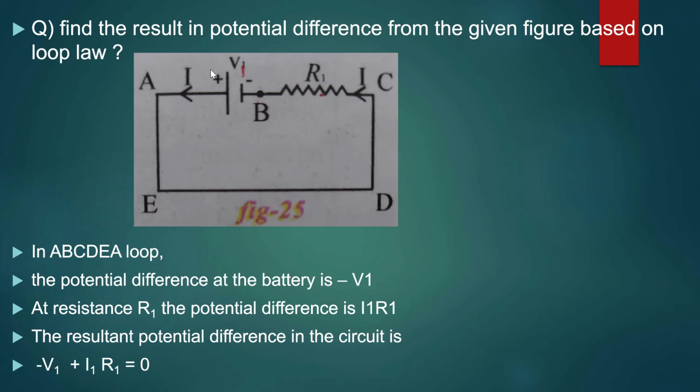Okay, so the potential difference across the battery is minus V1 because we are moving from positive terminal to negative terminal, and the potential difference across R1 is I1 R1. So the sum of these two will be equal to 0. So minus V1 plus I1 R1 is equal to 0.